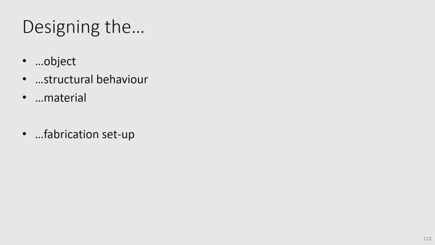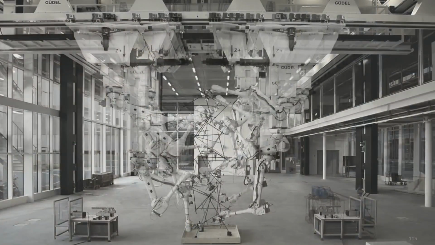that would lead us to design the object that we want to build, but also its structural behavior and its material, as well as the fabrication setup and the tooling that we need, in the same common step, while keeping in mind the temporal aspect of digitally fabricated structures and how the design of all these things can be adjusted throughout the construction process. And with this, I will finish.